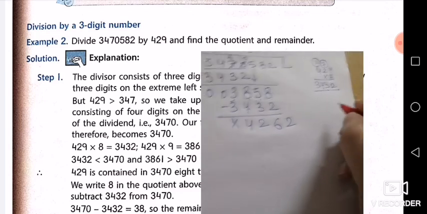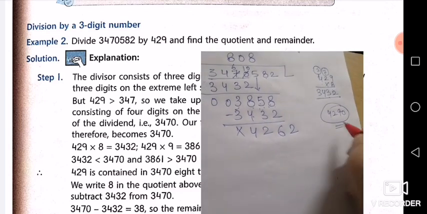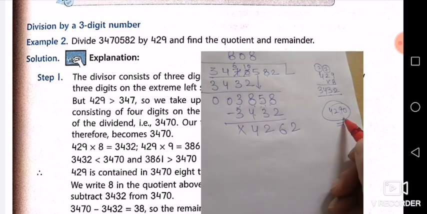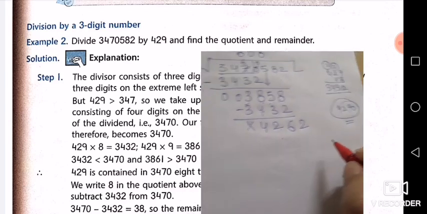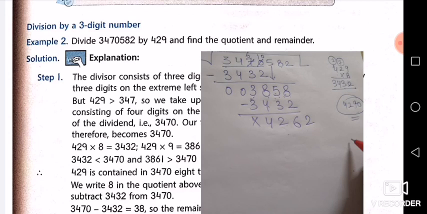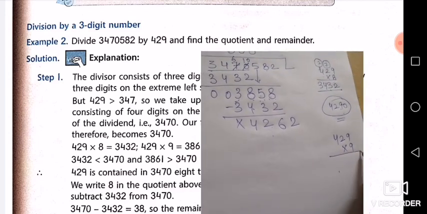10 times will be 4290. 10 times will be this number. Now, this number is greater than 4290, so it will not go 10 times. In division we are not taking 10 times, so it will go 9 times. So we are going to multiply this by 9.